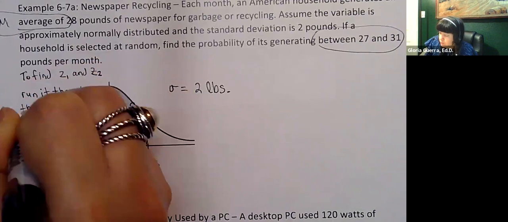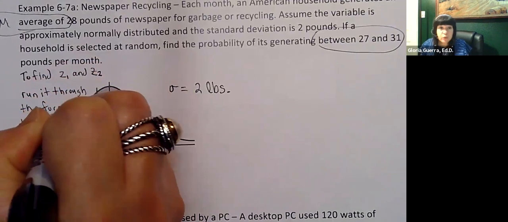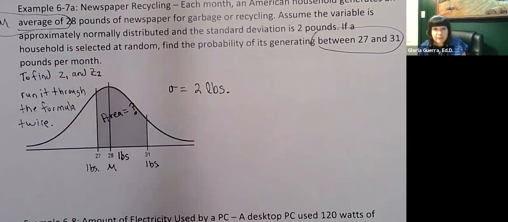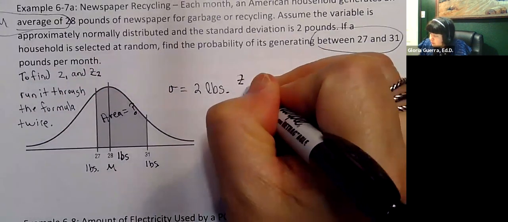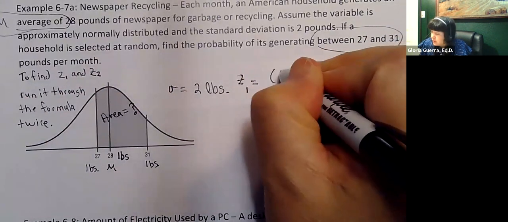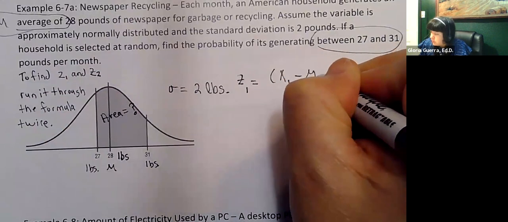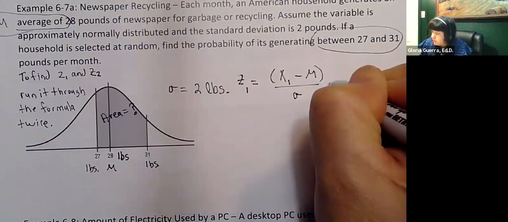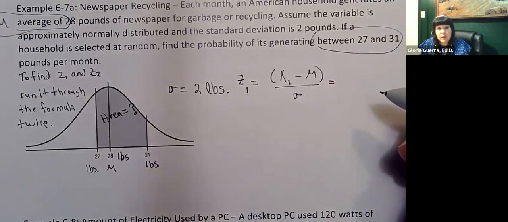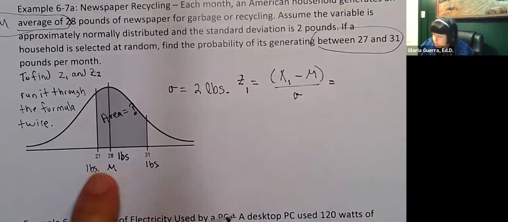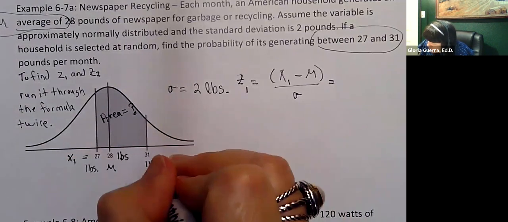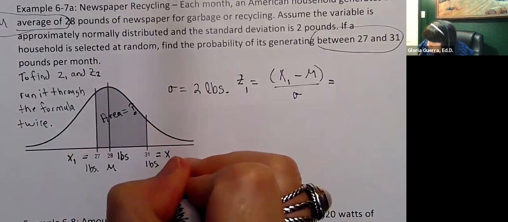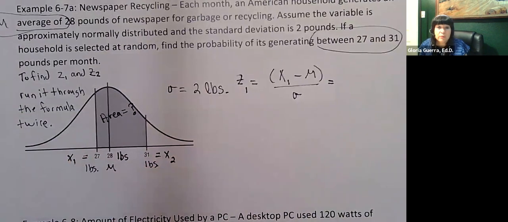And you will have to use the formula twice, not just once like in the other problem, because you have two z's. Okay. And so we have z sub 1 is equal to (x sub 1 minus mu) divided by sigma. I'm going to make this one x sub 1, and then this one x sub 2. So just kind of in order, 1, 2, left to right.